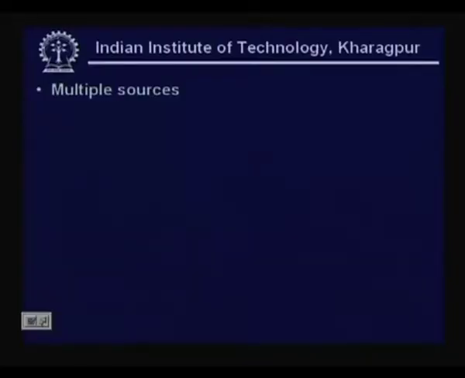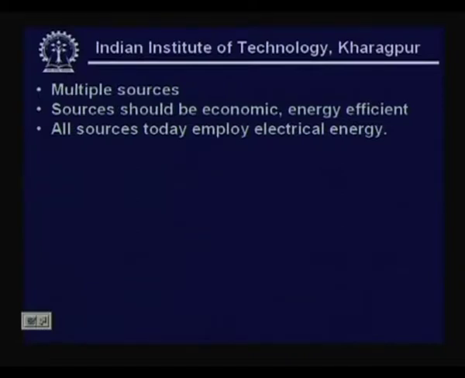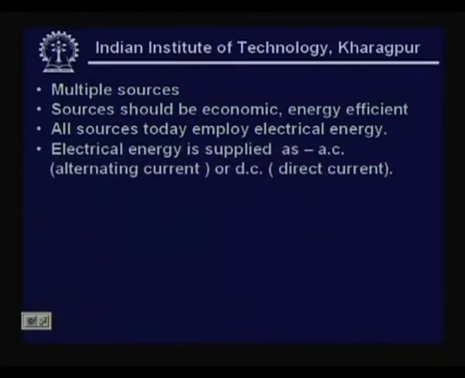So, it could be using a large number of sources. That is why I have written here multiple sources, and sources should be economic. Already we said illumination engineer has to have an idea of exact sciences of maths, physics, chemistry together with understanding of physiology and psychology of humans, at the same time keeping in mind economics, and produce an aesthetic artificial lighting system. So, the sources have to be economic, energy efficient. All sources today employ electrical energy in some form or the other. Therefore, one needs to look at how electrical energy is supplied.